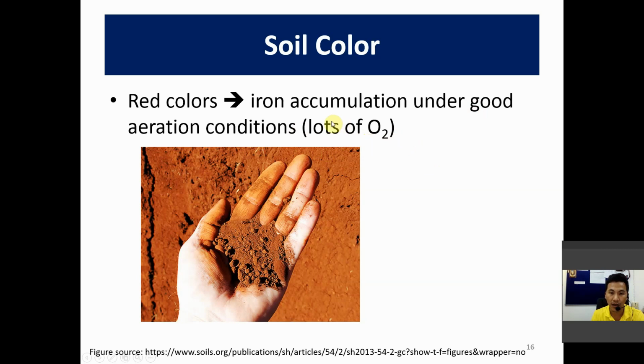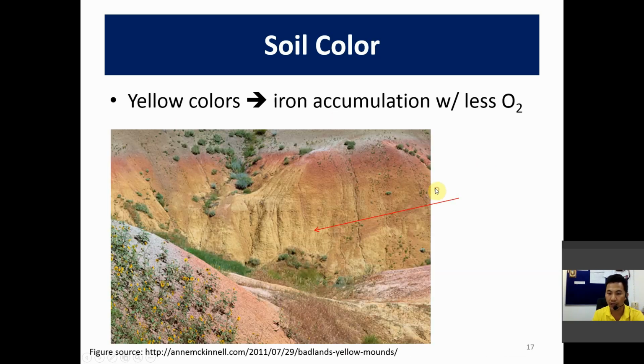So the iron will be oxidized. You can see the color is red, just like you have hemoglobin in your blood forming a complex with oxygen, and that gives the red color of your blood. This is kind of the same thing, but in soil you have some other iron complex. But again, this is a chemical reaction with the oxygen that gives the red soil color.